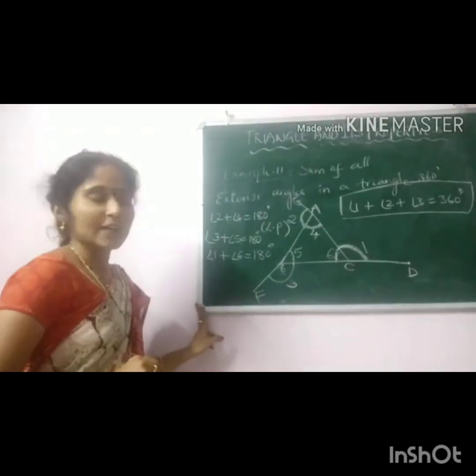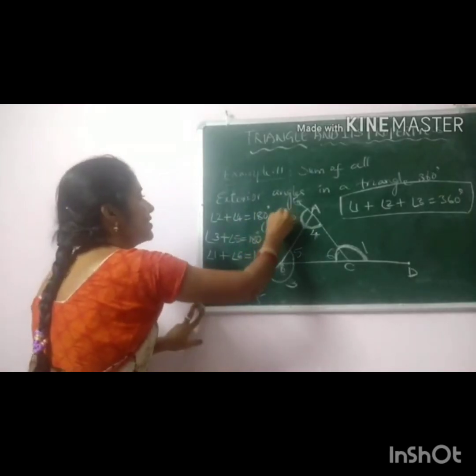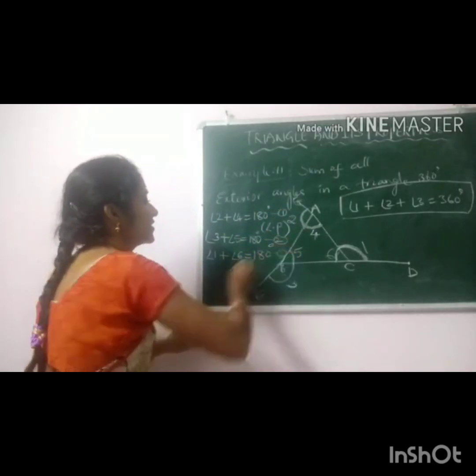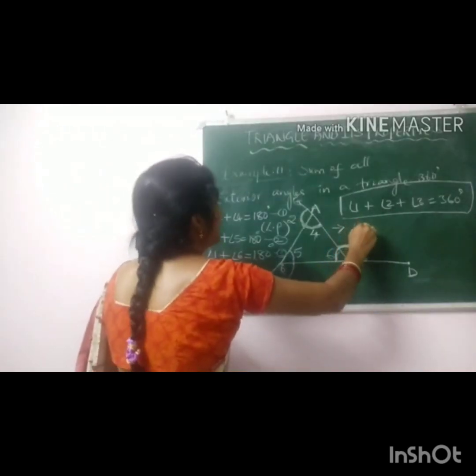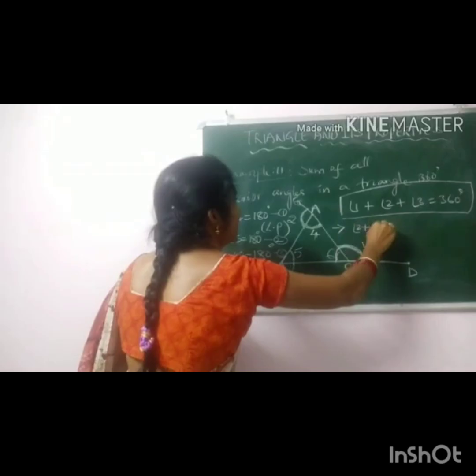Now let us add the first equation, second equation and third equation. For adding, I am writing here: angle 2 plus angle 4 plus angle 3 plus angle 5 plus angle 1 plus angle 6 is equal to, on the left hand side, angle 2 plus angle 4, angle 3 plus angle 5, angle 1 plus angle 6. Right hand side: 180 degrees plus 180 degrees plus 180 degrees.